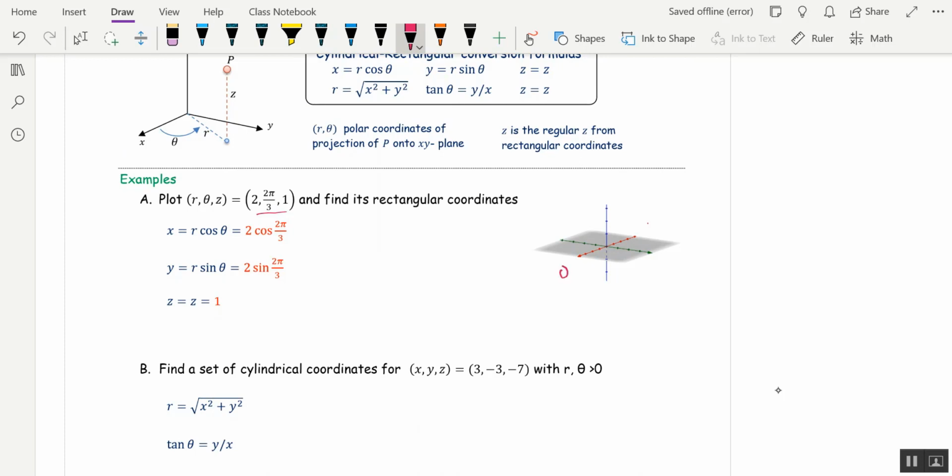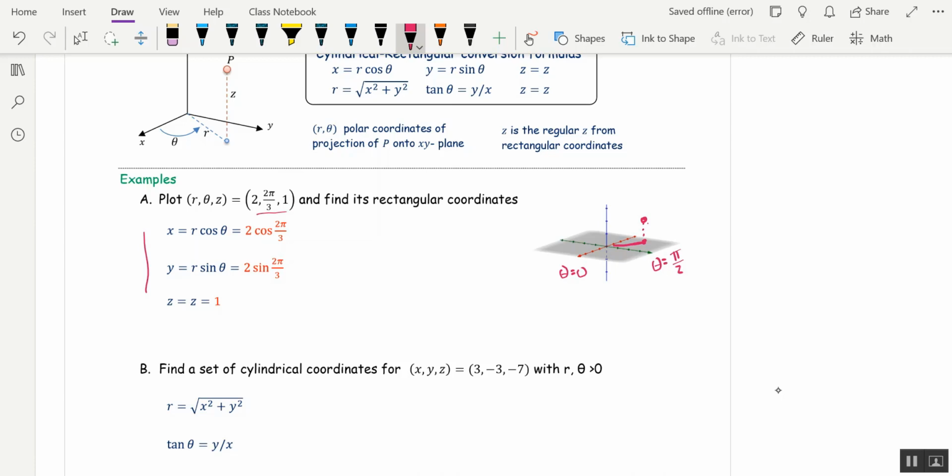Theta equals 0 is the positive x-axis. Theta equals pi over 2 is the positive y-axis. So 2 pi over 3 is probably about here. And it's 2 units out because r is 2. And then z is 1, so you go up 1 unit. So there's our point. Now let's find its coordinates.